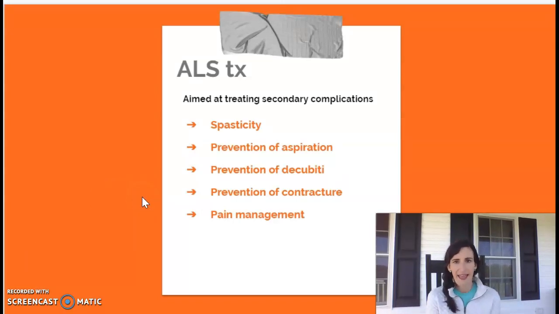All right, so again, ALS treatment is aimed at treating secondary complications. We're not going to be able to cure the cause of this condition. So some of the things that we would be looking at treating would be the spasticity, prevention of aspiration, prevention of decubitus ulcer, prevention of contracture, and pain management. Okay. So again, the loss of function with ALS is more rapid, and it's not going to have the periods of remission or plateau as you see in MS.